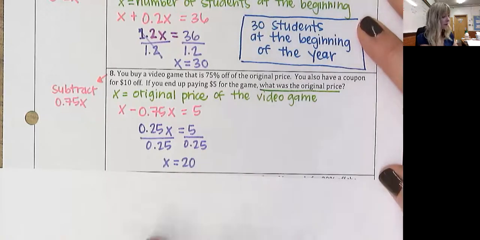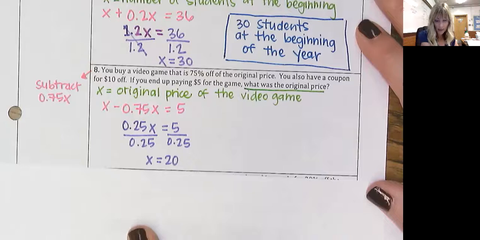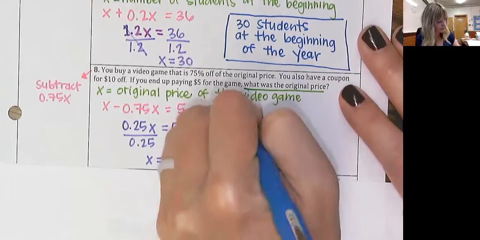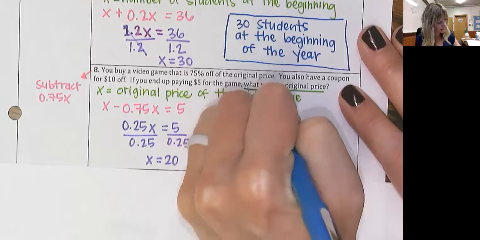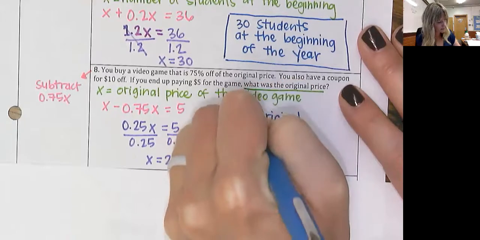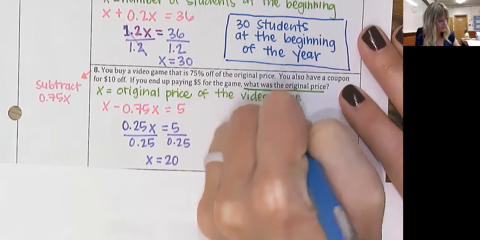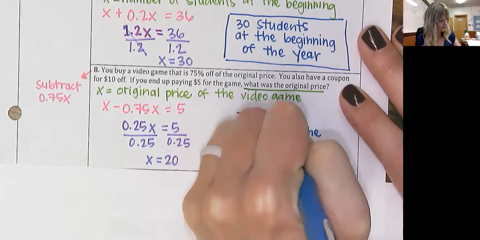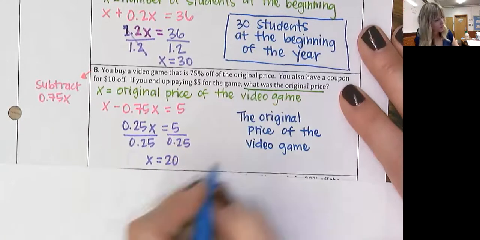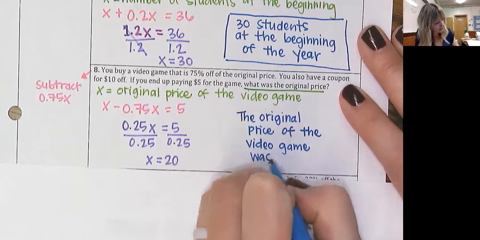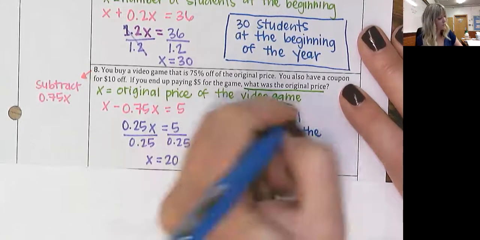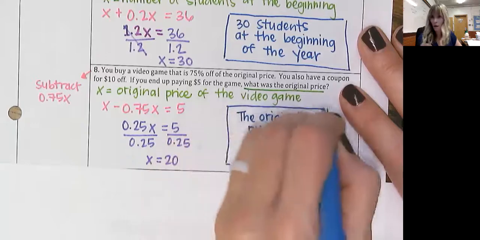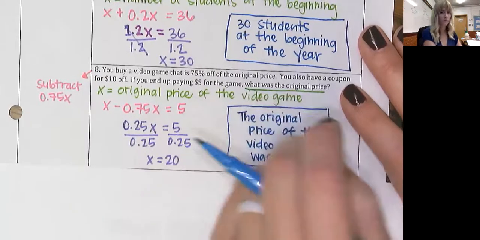Notice this is not quite finished. What else do I need to do? I need to relate this answer back to the question. The original price of the video game was $20. Must be an older video game because I don't know of any brand new video games that cost only $20. They cost more than that.